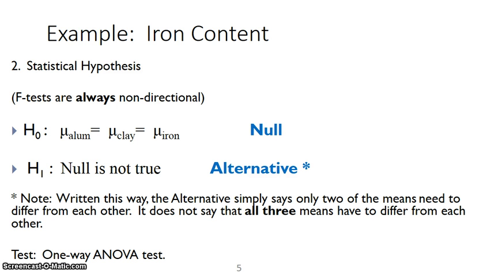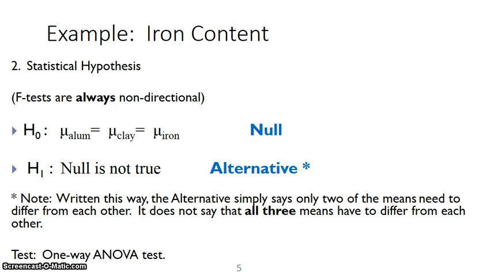When moving on to step 2 of our hypothesis test, we need to write our statistical hypotheses. Our null hypothesis is that the mean iron content of the three pots is the same. Since the pots are independent of one another, a separate mean is used for each type of pot. Our alternative hypothesis is that the null is not true.